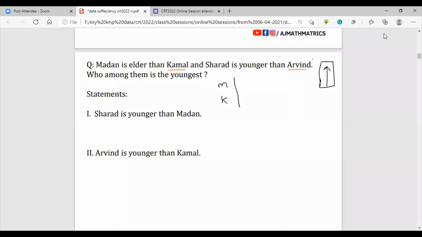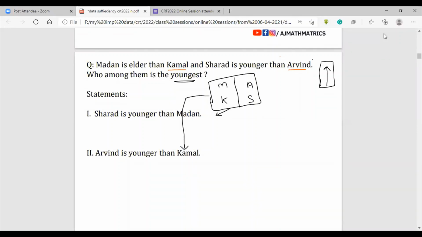Now this is the first one. Second, Sharad is younger than Aravind. These are the two things I can understand from the above statement. Madan is elder than Kamal and Sharad is younger than Aravind. There is no common point here to combine them. So who among them is the youngest? That is the question. You need to consider this for the first one, and for the second one also, the same thing.